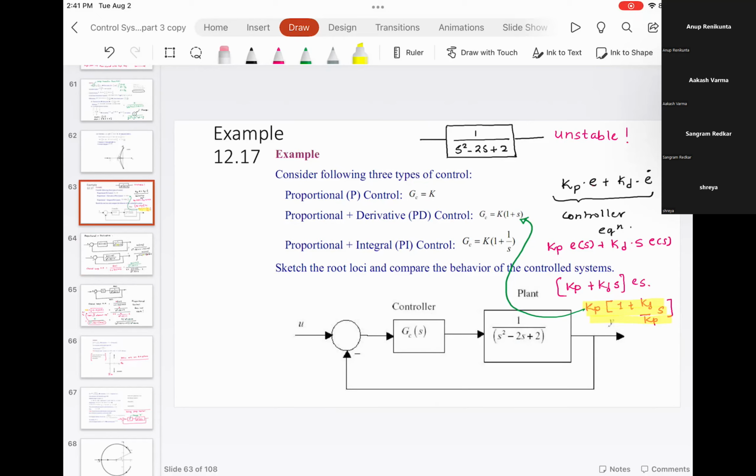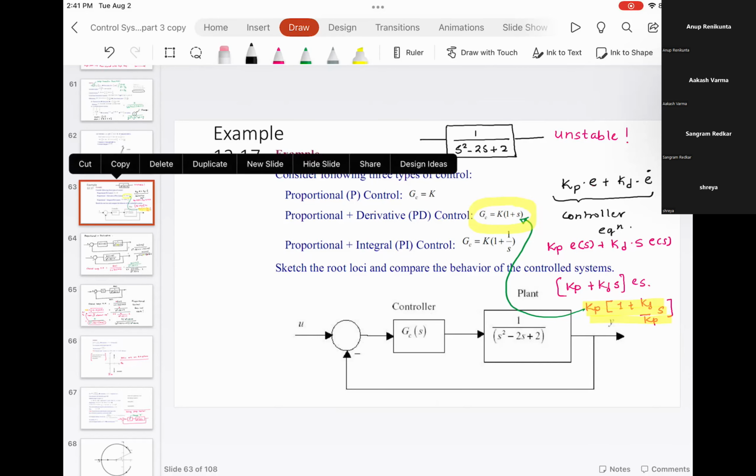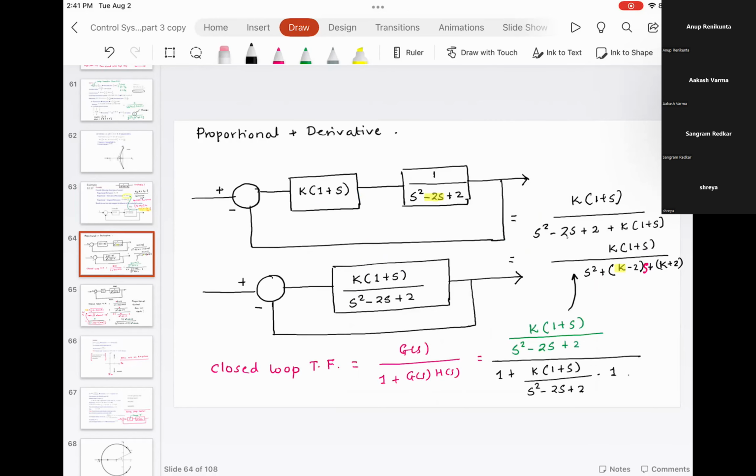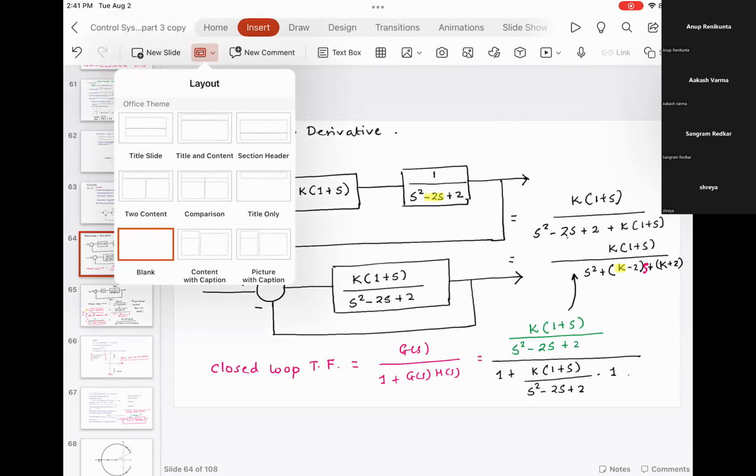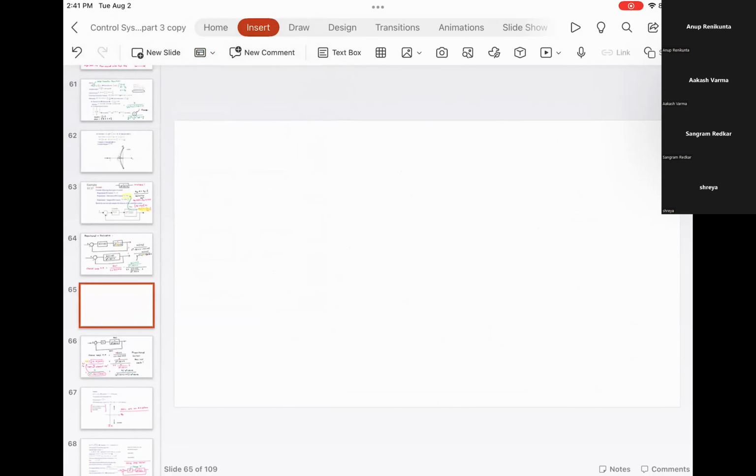But now with writing the gain like this, what did it do? It basically helped me recast this problem as a root locus problem. So please try to understand. I'm going to rewrite this problem, something like this.